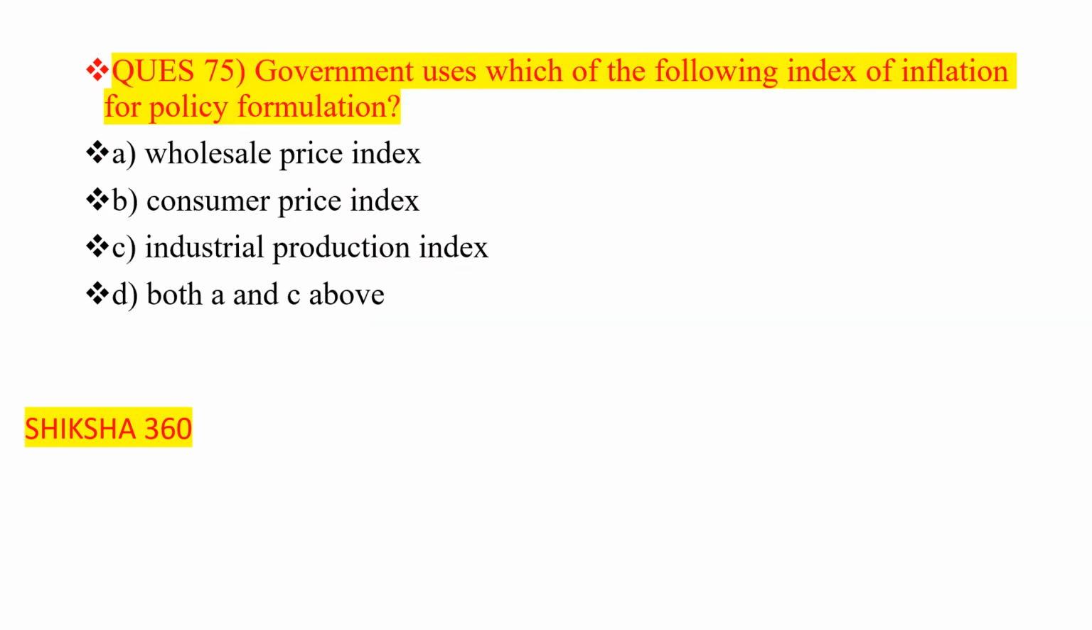Now, move to the next question, question number 75. Government uses which of the following indices of inflation for policy formulation? First one is the wholesale price index. Second one is the consumer price index. Third one is the industrial production index. Fourth one is both A and C above.